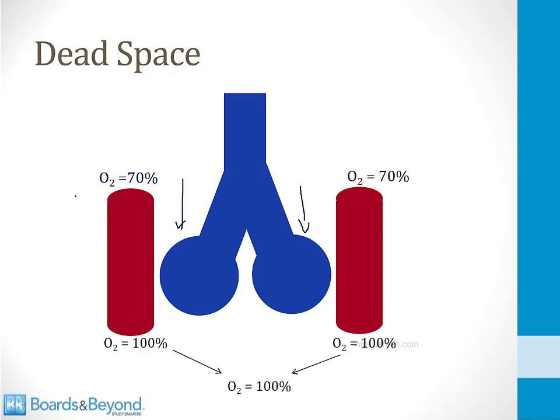Blood enters the pulmonary capillaries at an oxygen saturation of 70%. This is what typical venous blood oxygen saturation is. After the blood passes through the alveoli, it is fully saturated at 100% on both sides, and then the blood mixes to form arterial blood that is 100% saturated.